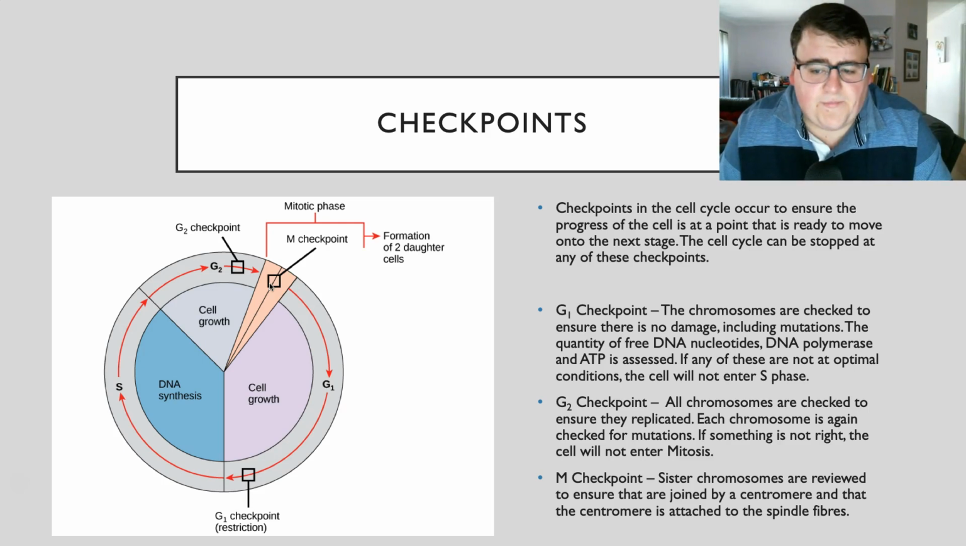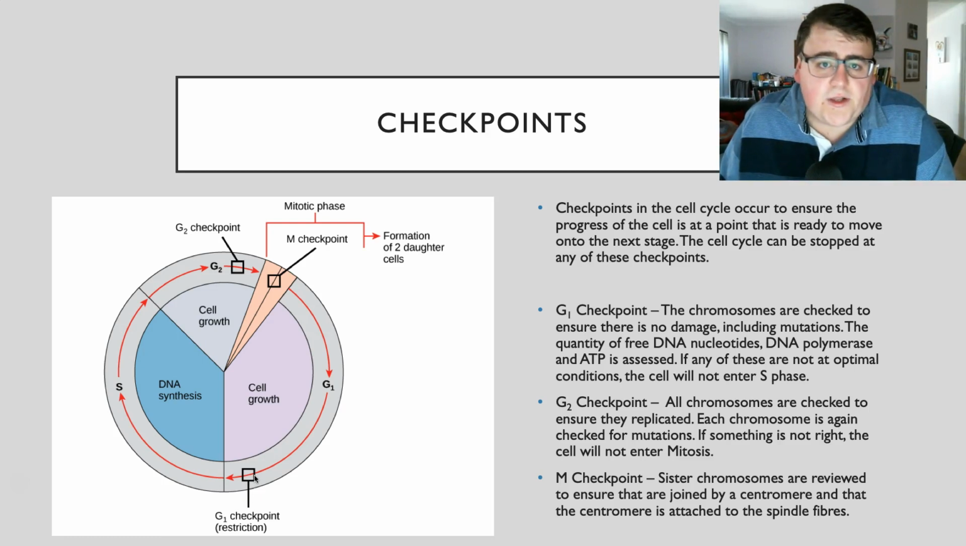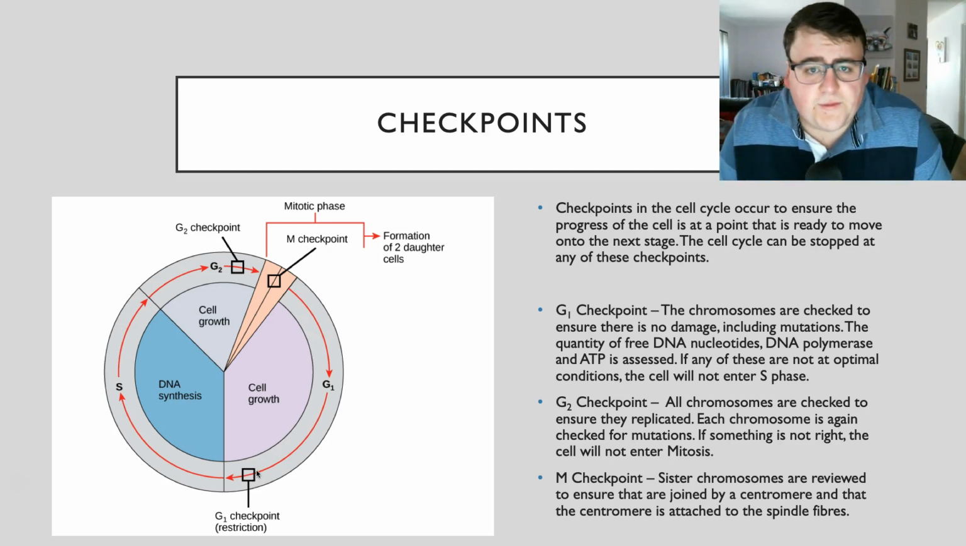So at the G1 checkpoint, at the end of the G1 phase, the chromosomes are checked to ensure there's no damage, so no mutations or anything like that has occurred to the chromosomes. They're all good to be passed on to a daughter cell. The amount of free DNA nucleotides, the amount of DNA polymerase enzyme, and the amount of ATP are all assessed. If any of those 3 aren't at optimal levels, or if mutations have happened in the chromosomes, the cell will not enter the S phase. It'll just stop there and wait.